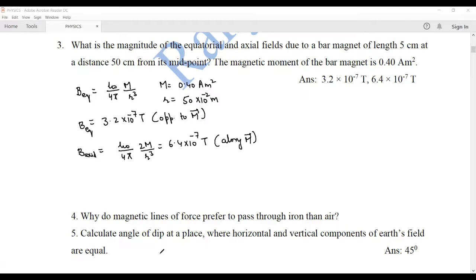Question number 5: Calculate the angle of dip at a place where the horizontal and vertical components of the Earth's field are equal. Given here that the horizontal component is equal to the vertical component. The horizontal component is given by R cos delta and the vertical component is given by R sin delta, where R is the resultant Earth's magnetic field at a place. So from here, sin delta upon cos delta is 1, that is, tan delta is equal to 1. Or we may say that the angle of dip delta is equal to 45 degrees.